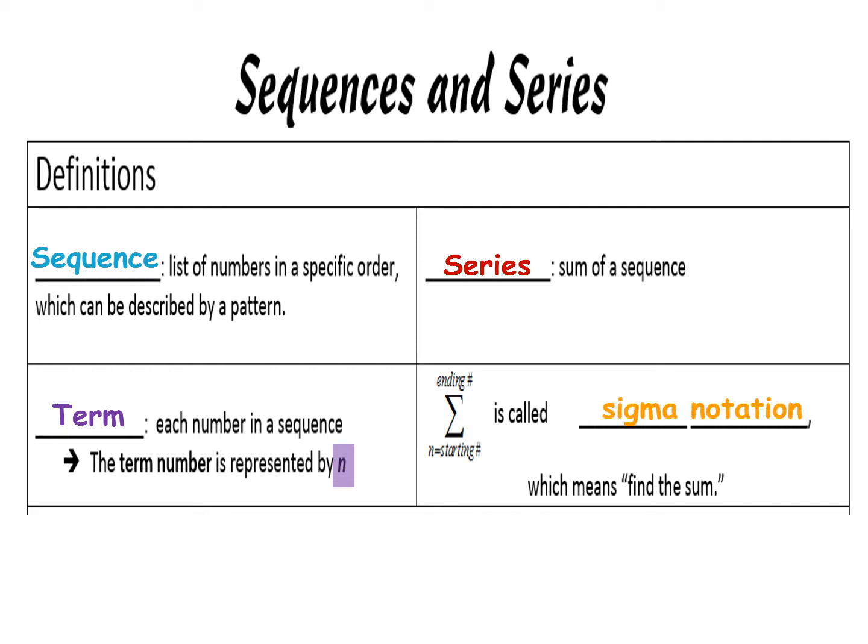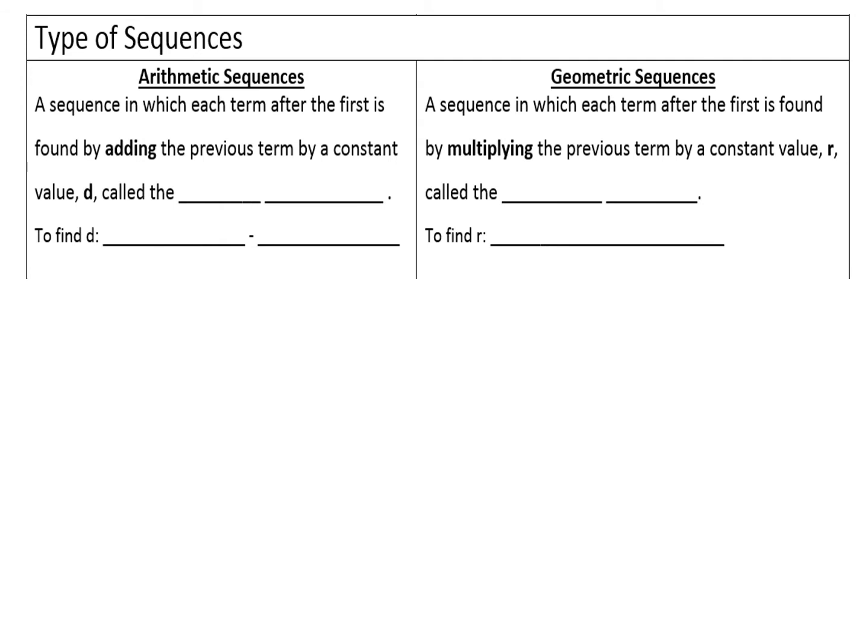This here is called sigma notation, and when you see this, it means find the sum. They're going to tell you where to start, at the bottom, and they're going to tell you where to end at the top. This is called sigma notation.